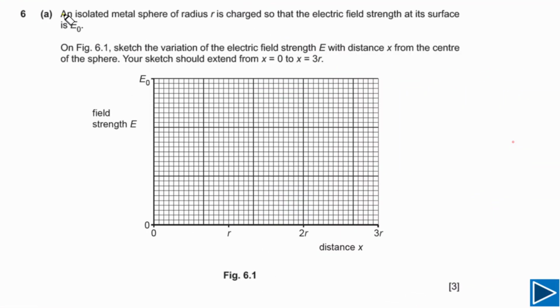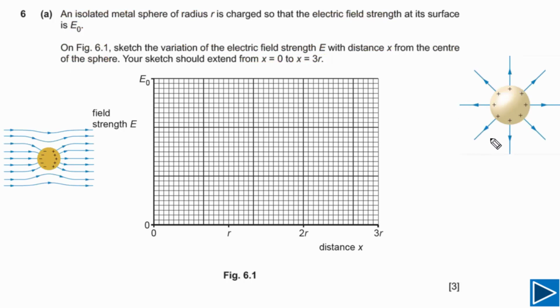For part A, we are given an isolated metal sphere of radius r, and the electric field at its surface is given, that is E naught. This sphere is charged and the electric field at its surface is E naught. For this question, on figure 6.1, we need to sketch the variation of electric field E against distance x from the center of the sphere. We need to sketch from x equal to 0 to x equal to 3r.